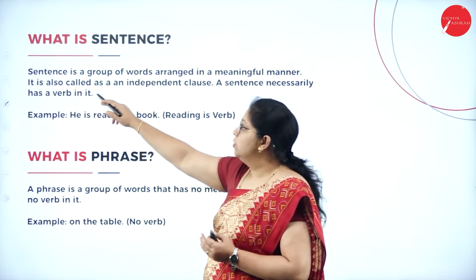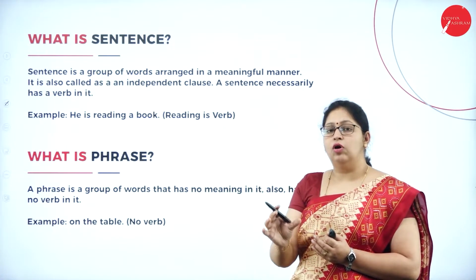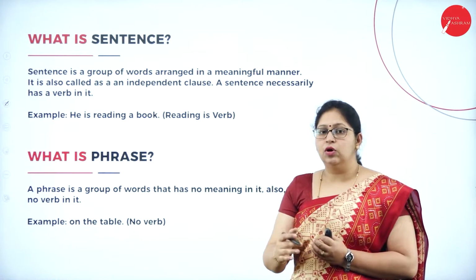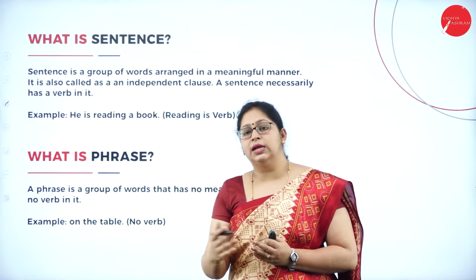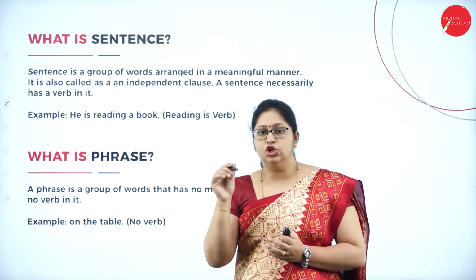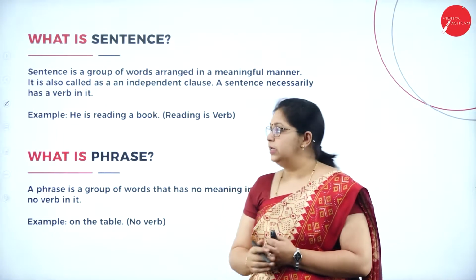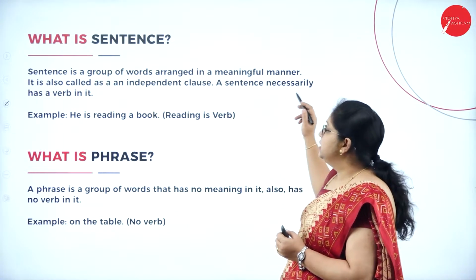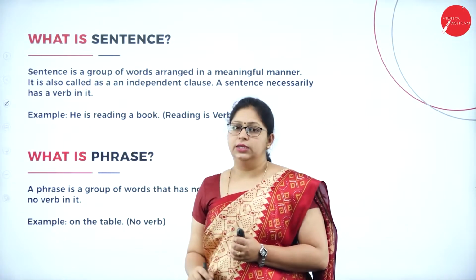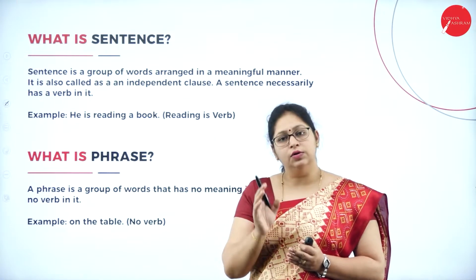A sentence is also called an independent clause, because it does not depend on any other clause or any other part of the sentence. It should be complete. It should be completed with a full stop. Only then it is called a sentence. A sentence necessarily has a verb in it. This is a must. Every sentence will have a verb.